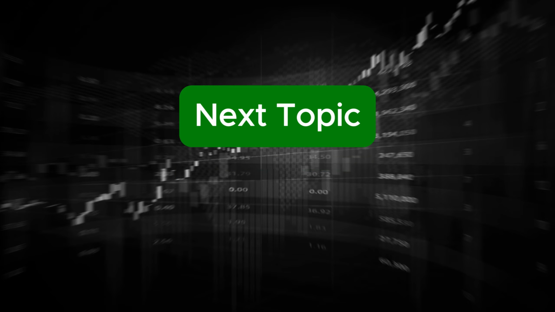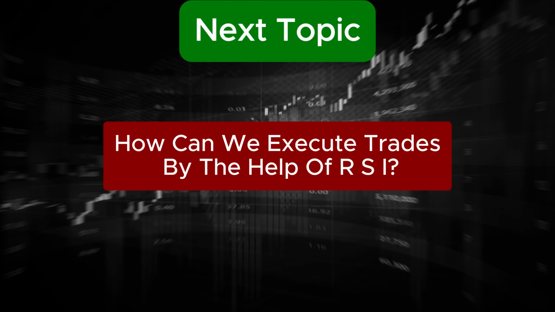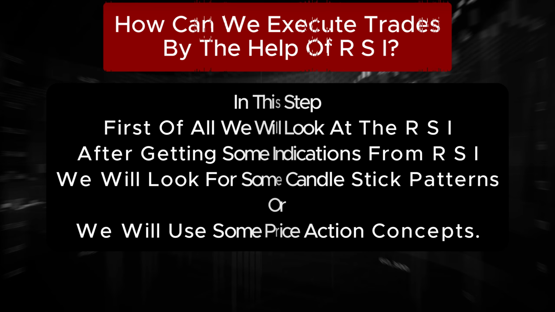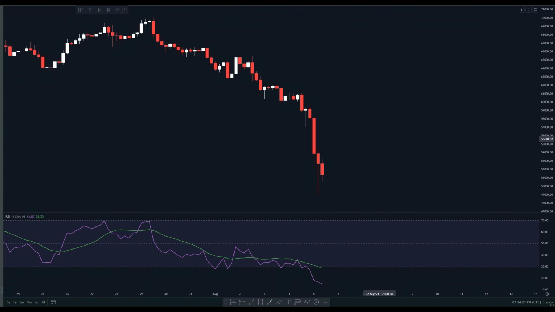Our next and most important topic is, how can we execute trades with the help of RSI? In this step, first of all we will look at the RSI. After getting some indications from RSI, we will look for some candlestick patterns, or we will use some price action concepts. Let's go to the charts to learn practically. Here in the 4H Bitcoin chart, the market is in a downtrend, and the RSI is below the 30 level, which indicates that the market is in oversold condition, and it can pump from here, but we will not execute immediately. We will wait for any candlestick indication or any change of character.